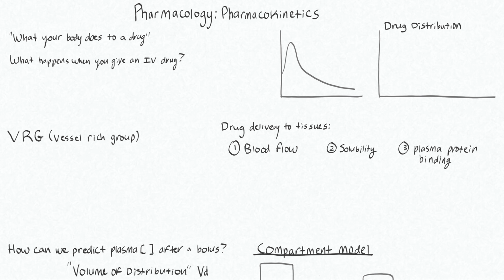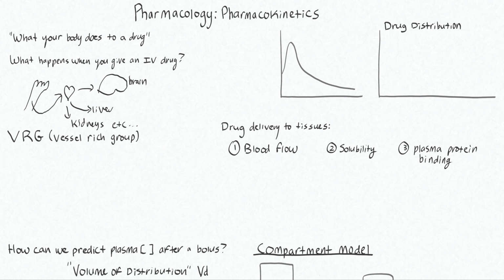So what happens when you give an IV drug? This is a little bit different than when you give oral medication in terms of where the drug goes and what will happen to your plasma concentration over time. So imagine you give an IV drug. It'll go through the veins up to the patient's heart, and then from the heart, it will be sent to the brain. It will be sent to the liver, kidneys, etc.